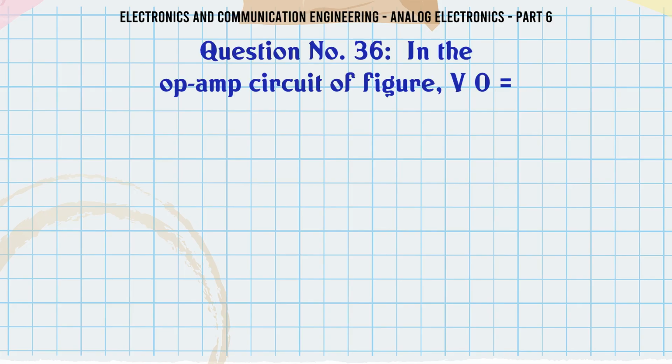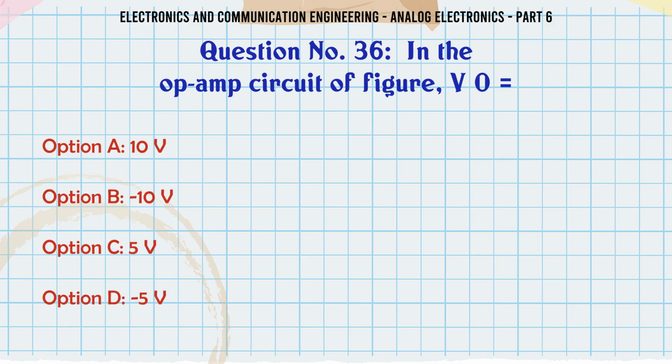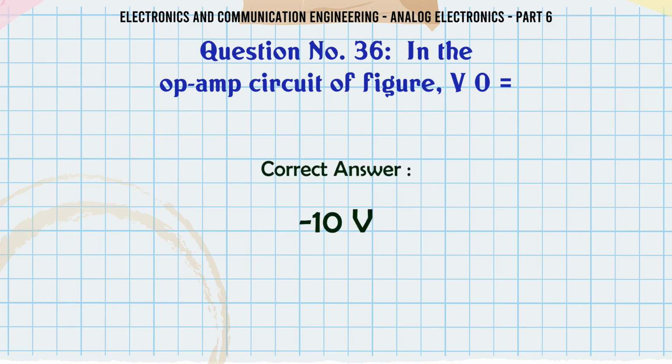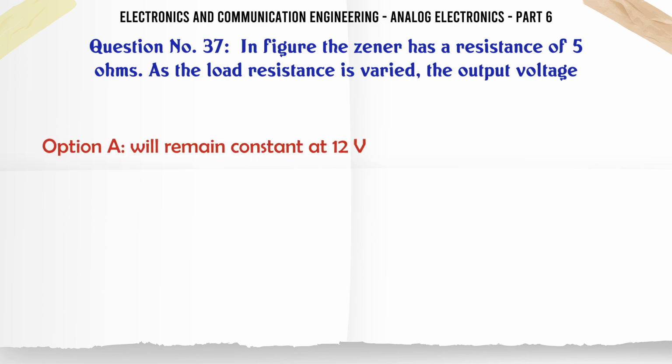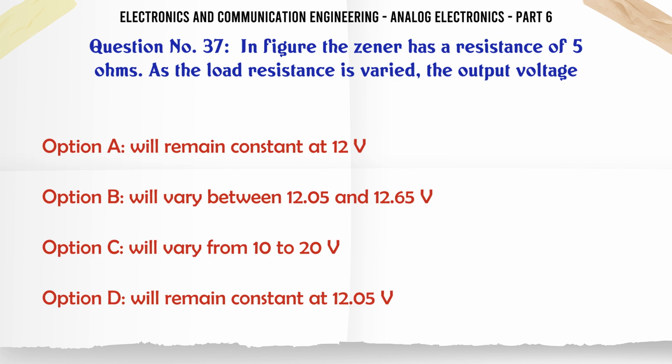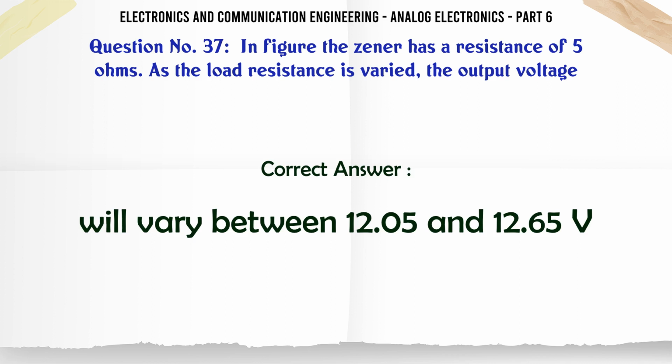In the op-amp circuit of figure, V0: A. 10 V, B. 10 V, C. 5 V, D. 5 V. The correct answer is 10 V. In figure, the zener has a resistance of 5 ohms. As the load resistance is varied, the output voltage: A. will remain constant at 12 V, B. will vary between 12.05 and 12.65 V, C. will vary from 10 to 20 V, D. will remain constant at 12.05 V. The correct answer is will vary between 12.05 and 12.65 V.